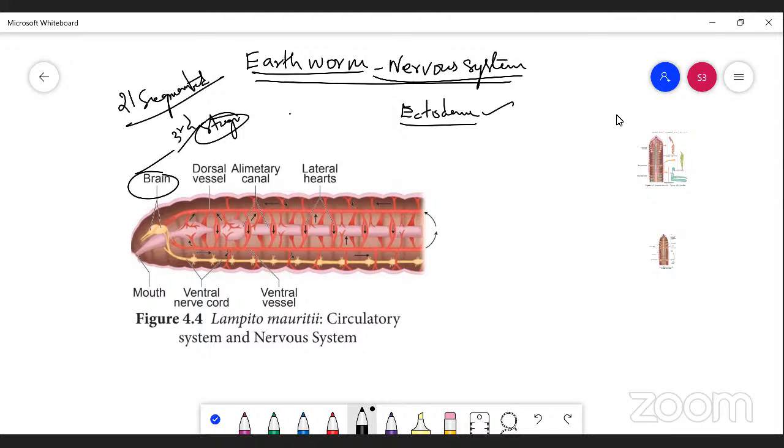The first 2 segments contain the mouth parts, at the anterior part of the body. After that, in the third segment on the dorsal wall of the body, there is a bilobed mass of nerve tissue that is called the brain. The brain is located on the dorsal wall of the pharynx in the third segment. A ganglion is found below the pharynx in the fourth segment, the subpharyngeal ganglion.